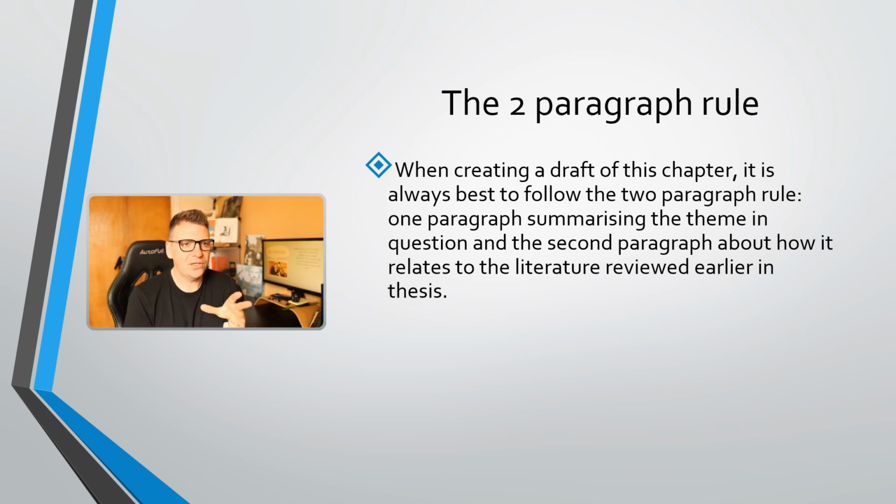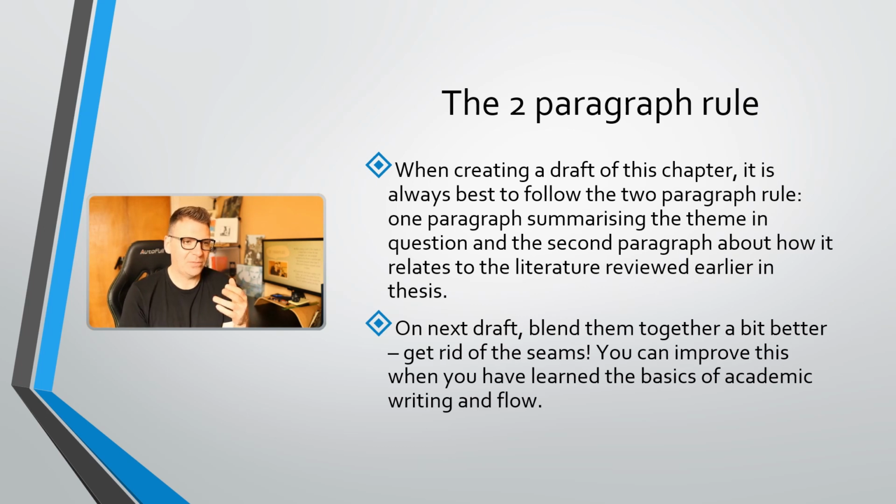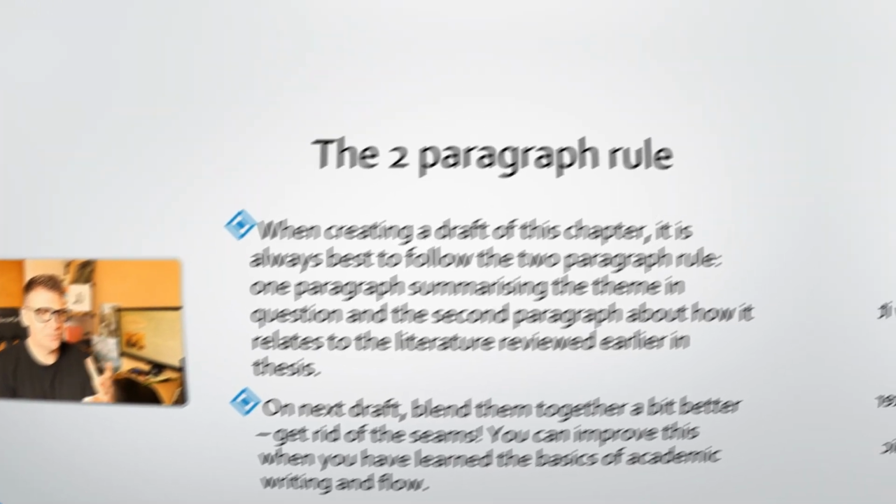It's not something you follow too stringently, like don't be too beholden. Don't just go one paragraph summary, second paragraph relationship to the literature. In later drafts, you can hide it a bit better. But essentially all you're doing is saying, here's a summary of what happened in chapter 4 in relation to this theme, and here's how I'm going to relate it to the literature. So on the next draft, blend them together a bit better, get rid of the seams. You can improve this when you've learned the basics of academic writing and flow. I'm going to show you the basics of academic writing and flow as we go through these videos.